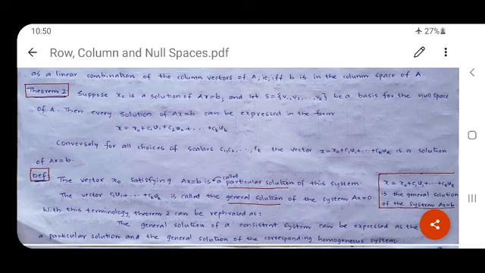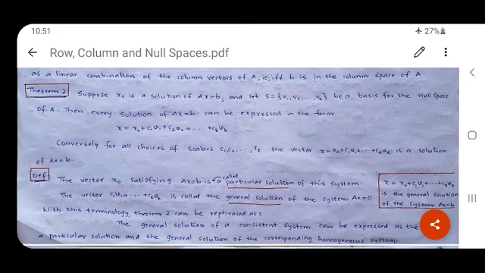then every solution of Ax equal to b can be expressed in the form x is equal to x naught plus c1 v1 plus etc plus ck vk. So this x is any solution. That means this particular x is a general solution of Ax equal to b, which is nothing but the sum of the particular solution of Ax equal to b and the general solution of Ax equal to 0.